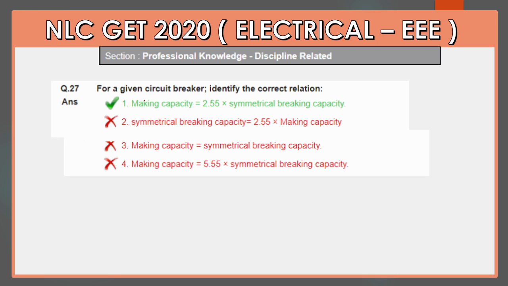Next question, for a given circuit breaker, identify the correct relation. So it is the direct relation, a formula based question. Answer is the first option, making capacity is equal to 2.55 times symmetrical breaking capacity.